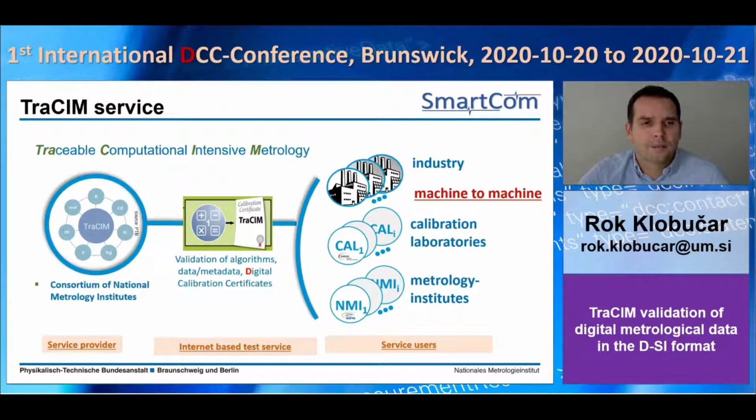On the left side, there is the service provider with a consortium of national metrology institutes. Then we have here an internet-based test service with validation of algorithms, data, metadata, and digital calibration certificates. On the right side, there are the service users like industry, calibration laboratories, and metrology institutes. The main thing here is machine-to-machine communication.